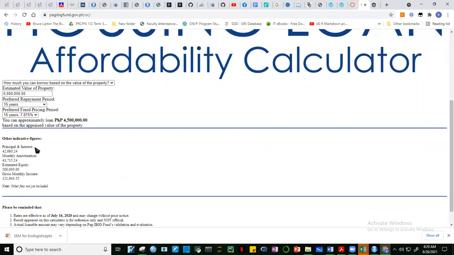Tapos take note of this, guys. Ito, no? So principal and interest, 42,680.24. Tapos sabi din dito, an estimated equity, 500,000. And then dapat daw may sweldo tayo na 121,943. Dapat may source tayo ng gross monthly income. Okay? Na 121,943 per month. Yun ang computation nila para ma-sustain na makaya yung ganitong babayaran na 42,680.24 per month.